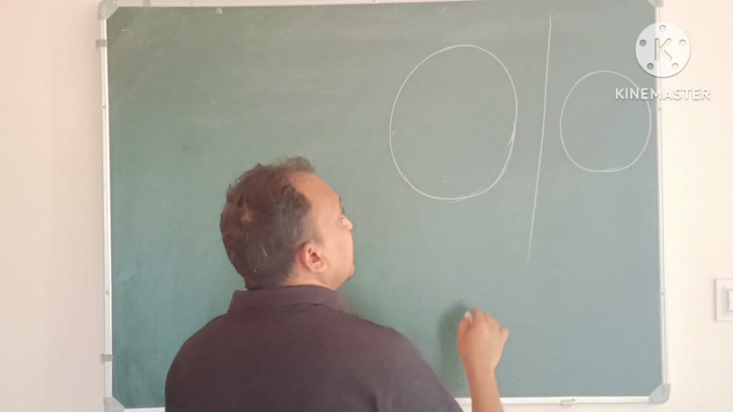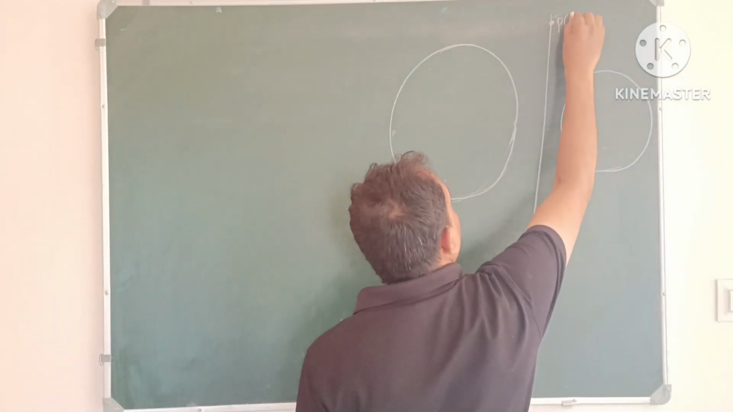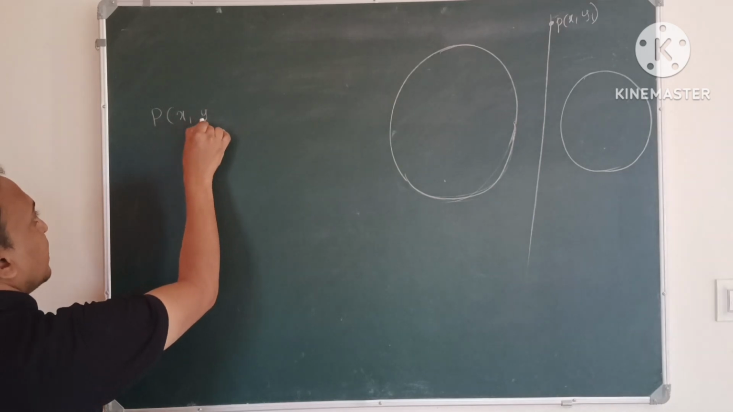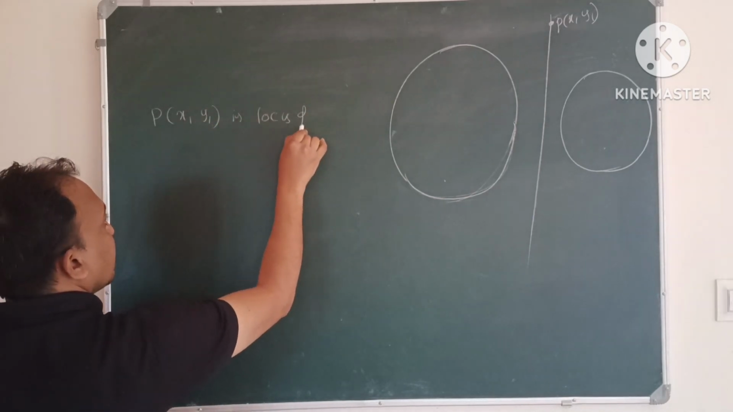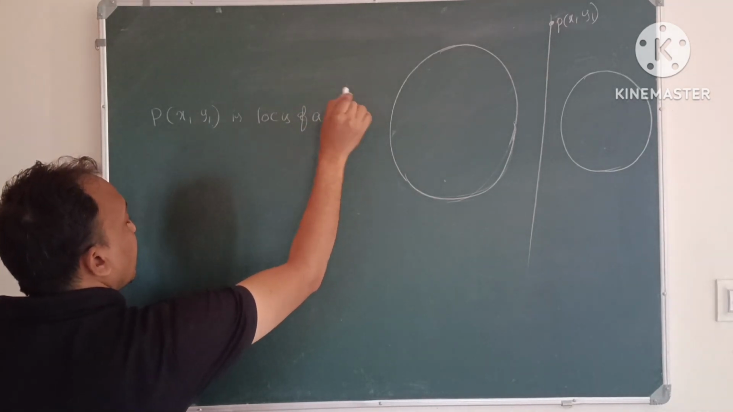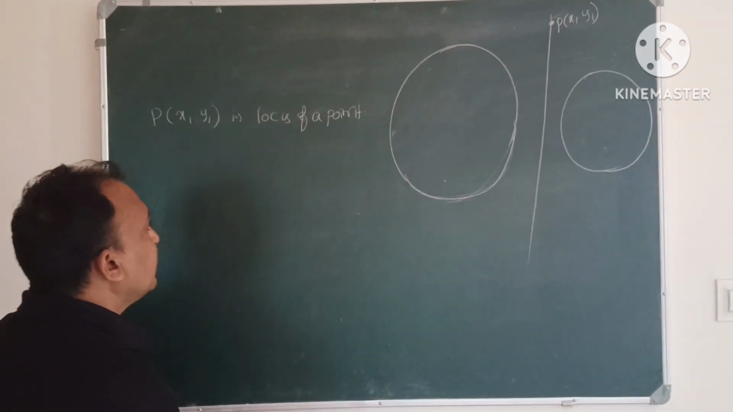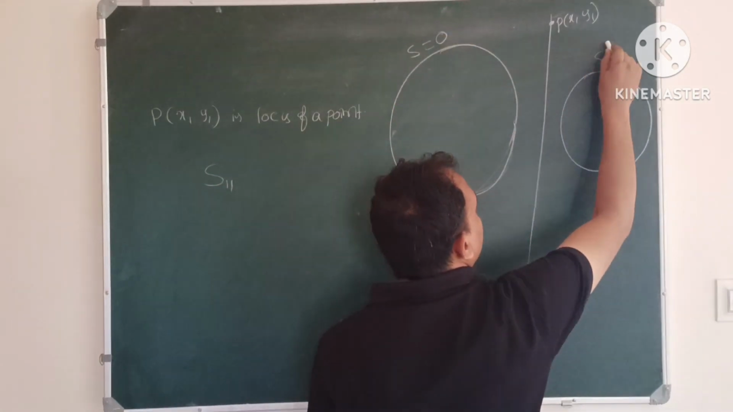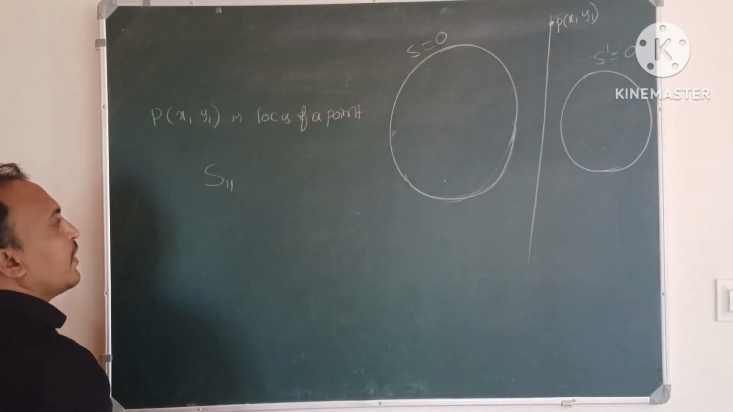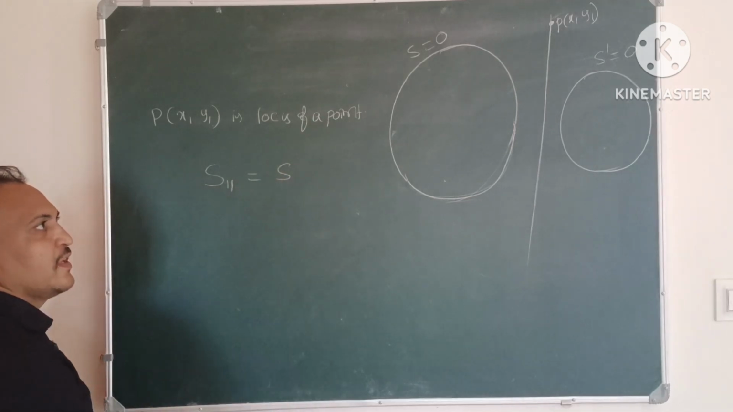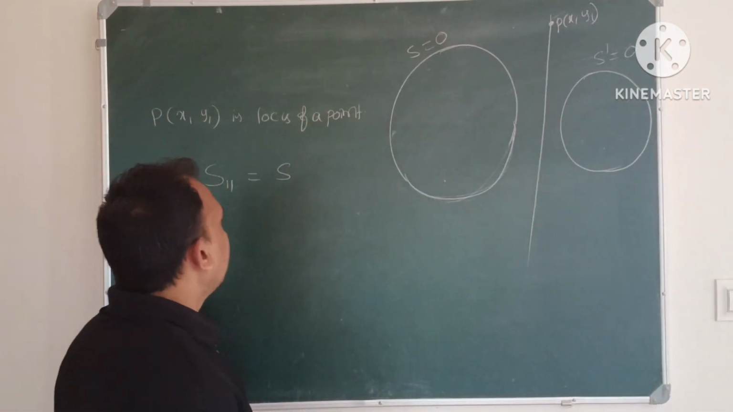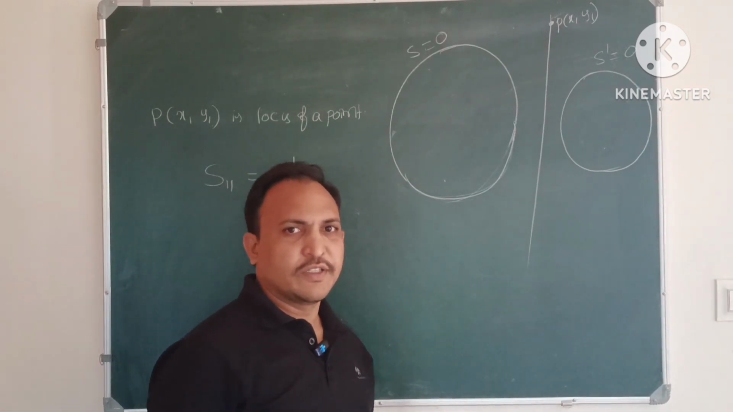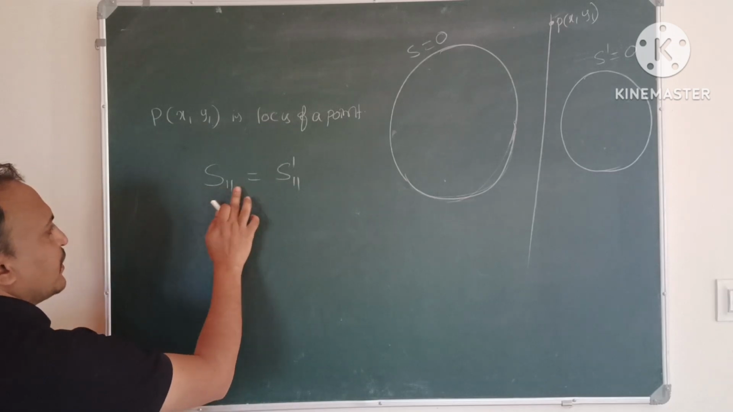To find out the radical axis, let us take a point P(x1, y1), the locus of a point (x1, y1). P(x1, y1) is a locus of a point, and then according to the definition, this is S equal to 0, this is S dash equal to 0, then the power of a point with respect to the first circle is equal to the power of the point with respect to the second circle. Then S11 is equal to S dash 11, or some lecturers will write S1. Okay, that notation. S11 is equal to S dash 11.